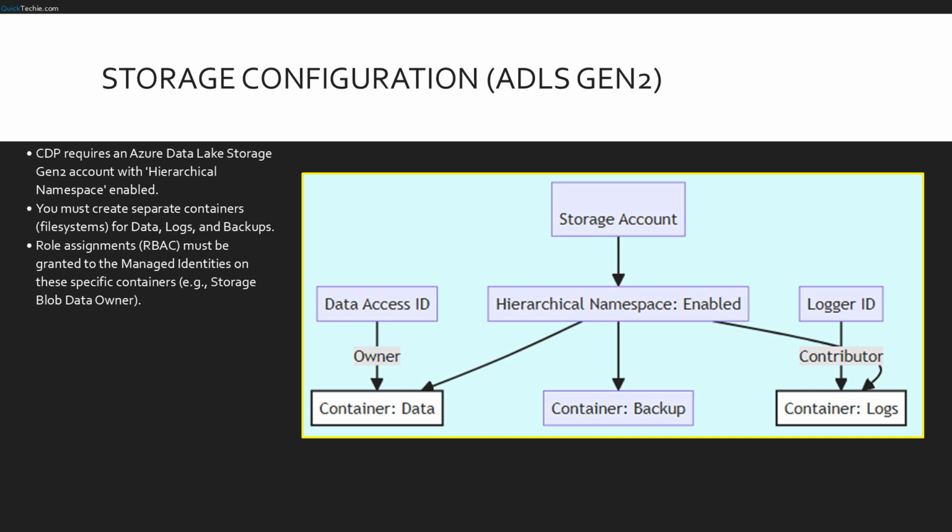This ensures that the data access identity has full control over the data container, while the logger identity is restricted to the logs container. Visualizing the storage layout, the storage account is at the top with hierarchical namespace enabled. It splits into 3 containers: data, logs, and backup. The arrows indicate the permission mapping. The data access ID is granted owner rights on the data container, while the logger ID is granted contributor rights on the logs container, enforcing strict access boundaries.